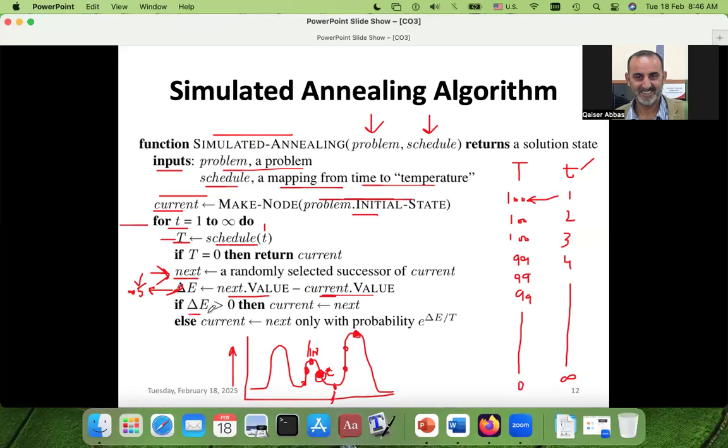Now, this 5 is greater than 0. Condition true. When the condition is true, you are updating the value of next into this current. So you are making the next state the current state. So now this state will become current. Now you are here after executing this statement, at the top of this small hill.